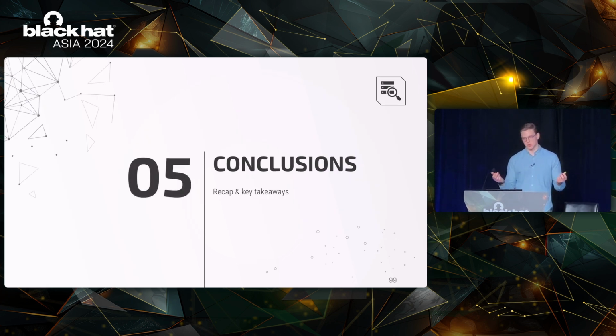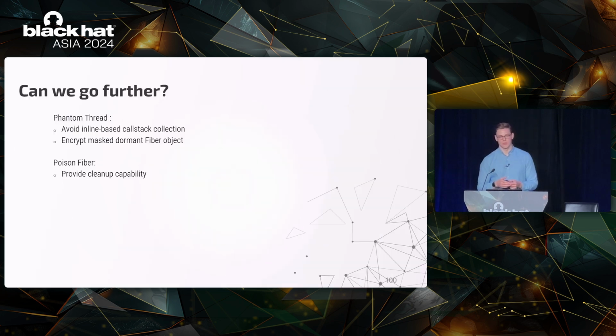And finally, some conclusions and key takeaways. So can we go further with these techniques? I think we can a little bit. So for phantom thread, we're not protected against inline callstack collection. So packaging it with, say, another technique, such as DLL proxy loads and Windows callbacks to make our stacks look a little bit more legitimate might be a good idea. And on top of that, we could also encrypt that dormant fiber object that we've temporarily patched out for our dummy fiber in case it gets scanned by overall generic memory scanners.